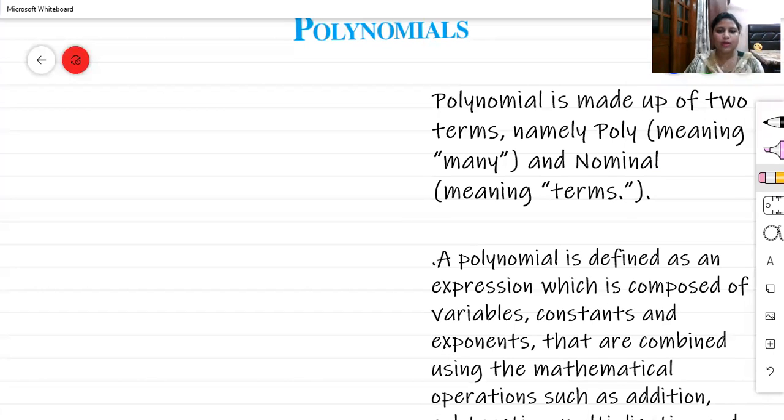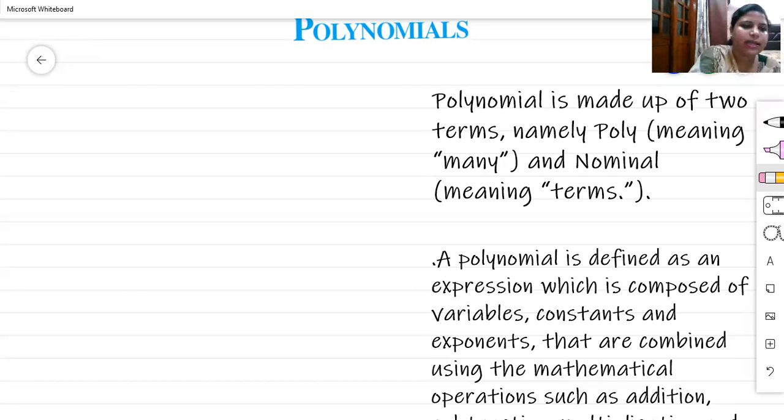So what is a polynomial? Polynomial is made up of two words, poly and nomial. The meaning of polynomial is that expressions which contain one or more than one terms are called polynomials. But the number of terms cannot be infinite. So a polynomial is an expression which is composed of variables, constants and exponents that are combined using mathematical operations such as addition, subtraction, multiplication and division. But we cannot divide the polynomial by a variable.